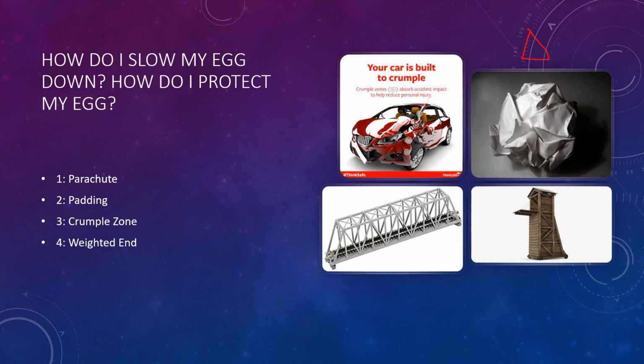My advice to you as you're building: pick a shape, use that shape in repeating elements, and then start to think about adding in a parachute, extra padding, a crumple zone, or a weighted end to help with your impact. There really is an unlimited amount of resources and time and energy you can spend on this, but I would recommend not spending more than 30 minutes building your actual egg protector.